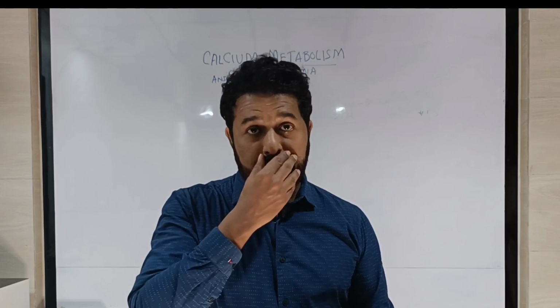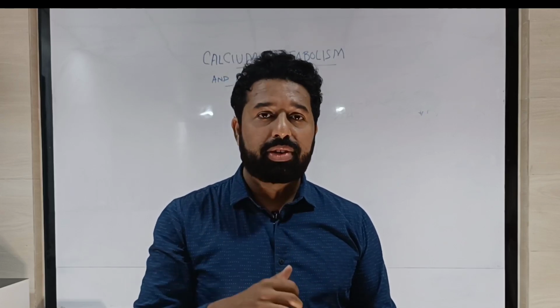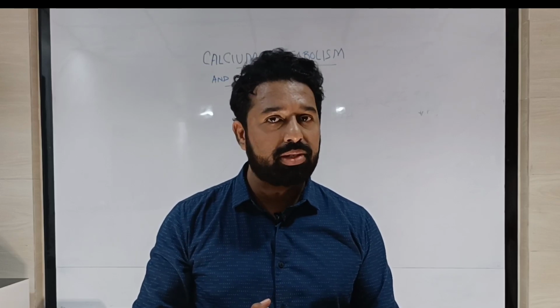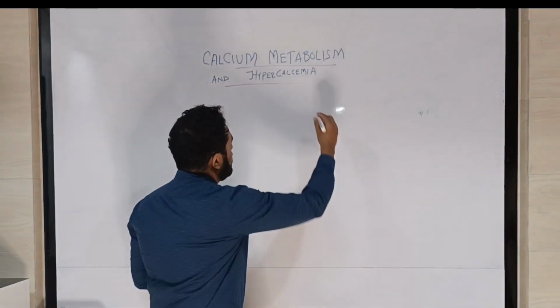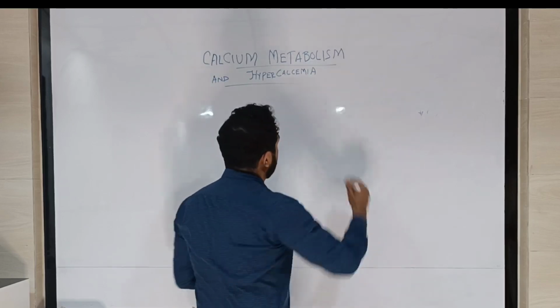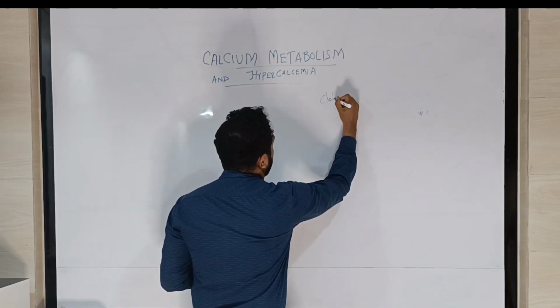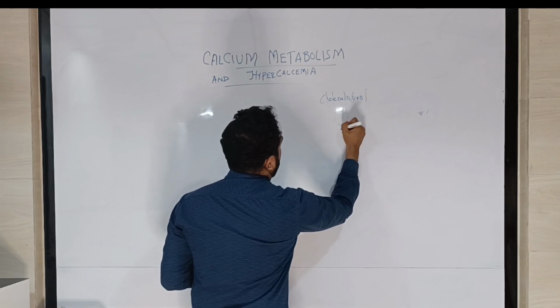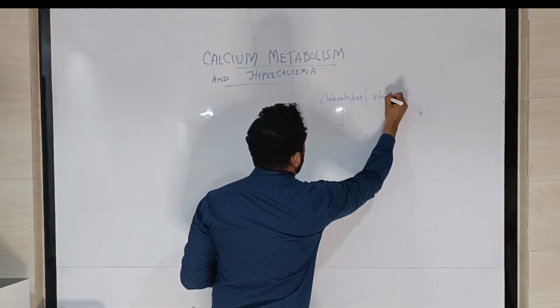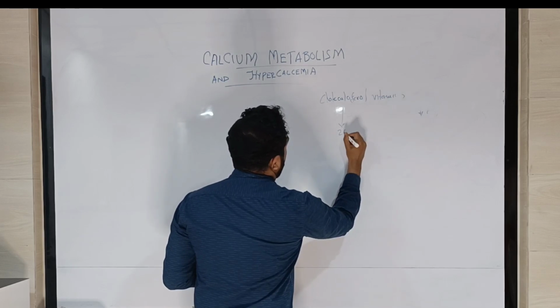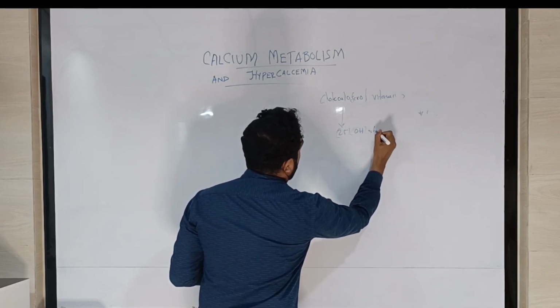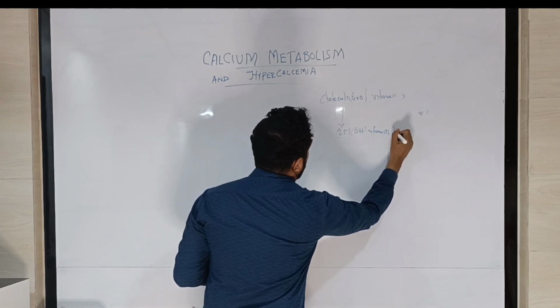The plant source is known as ergocalciferol, and the animal source is known as cholecalciferol. So vitamin D: ergocalciferol and cholecalciferol. Cholecalciferol, or vitamin D, gets converted into 25-hydroxy vitamin D, and this happens in the liver.